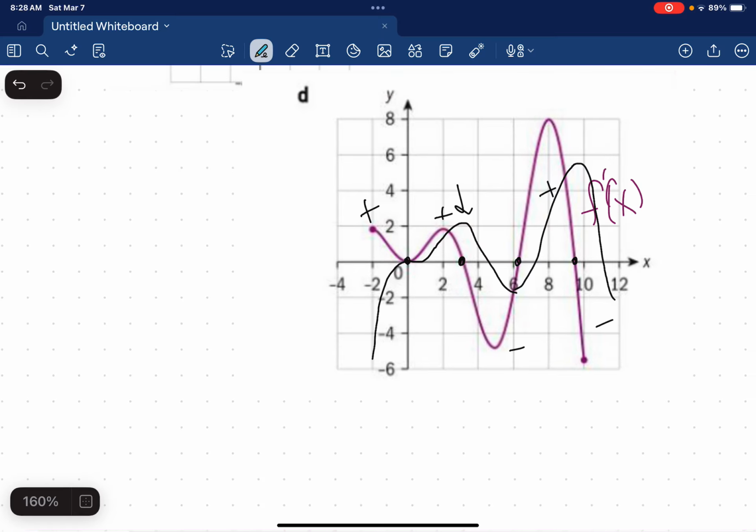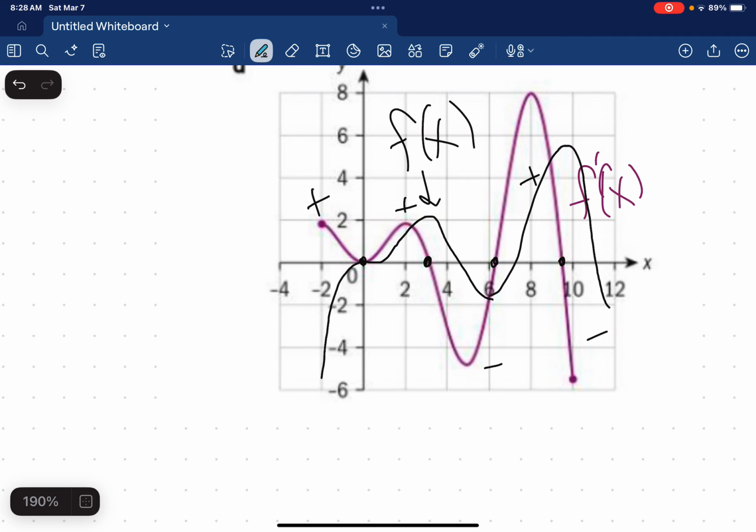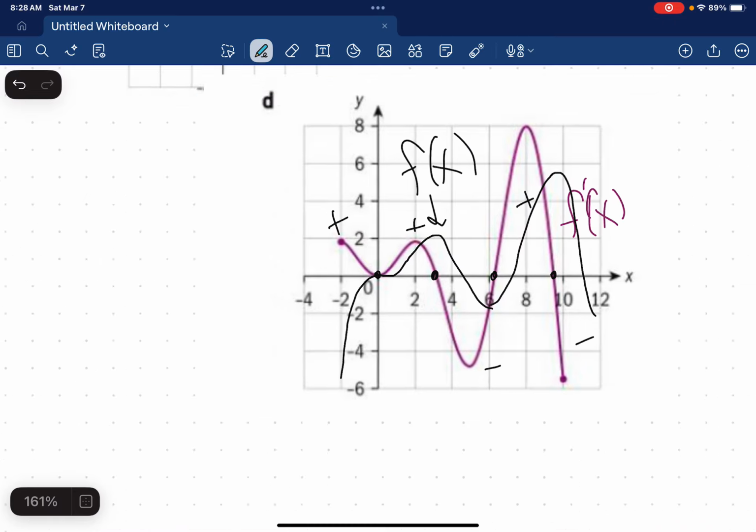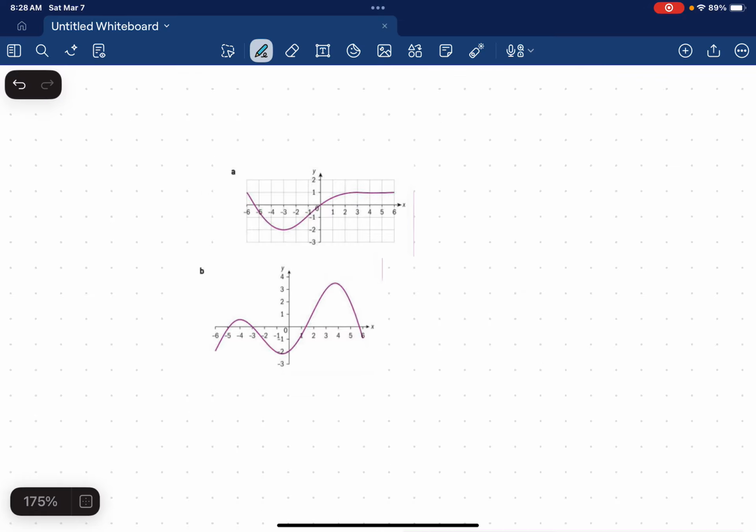And this is f of x. I didn't really explain it, but the reason why this all works is f prime is just the slope of f of x at a certain point. So if our slope is negative, then our function is decreasing. I should have said that. Okay, on to number 2.